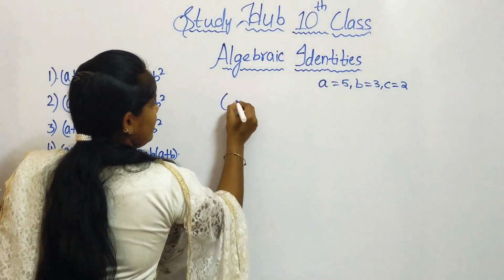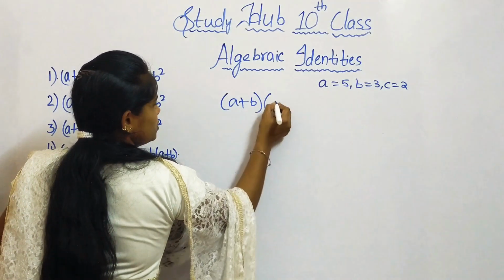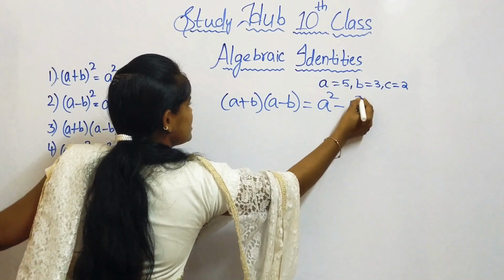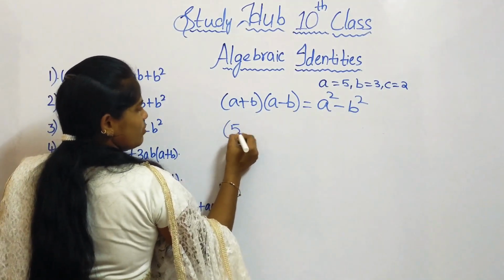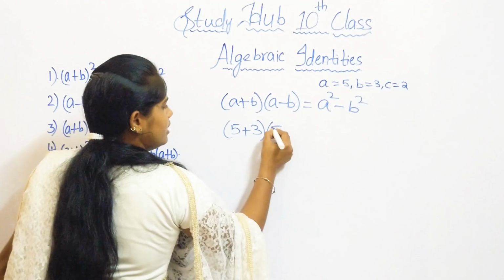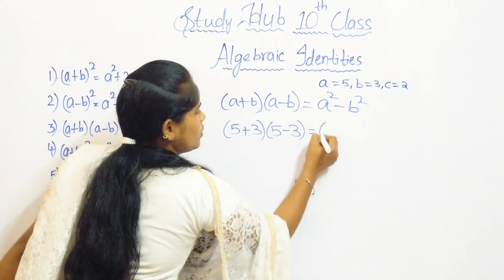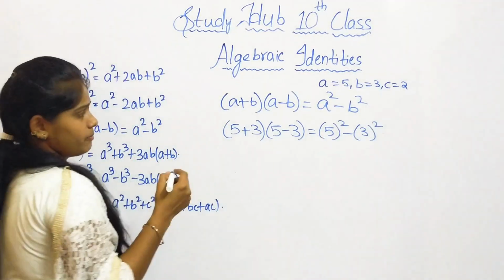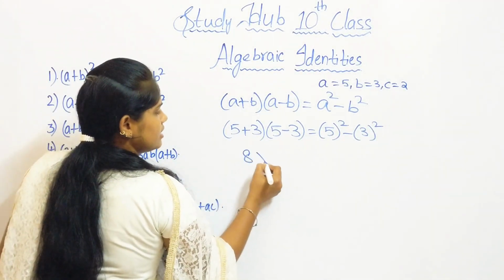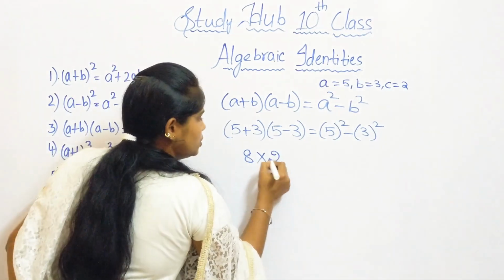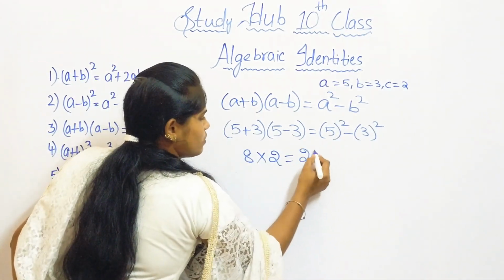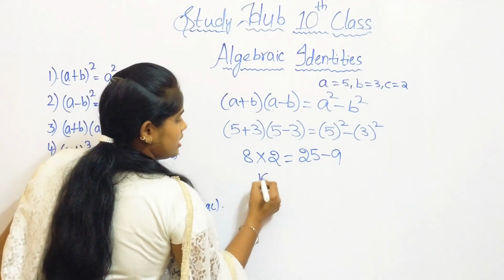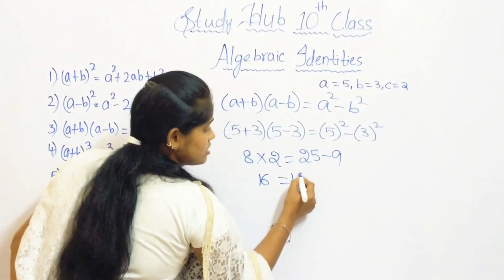So, A plus B into A minus B is equals to A square minus B square. Here A is 5 and B is 3. 5 plus 3 into 5 minus 3 is equals to 5 square minus 3 square. 5 plus 3 is 8 into 5 minus 3 is 2 is equals to 5 square is 25 minus 3 square is 9. 8 2s are 16 and 25 minus 9 is also 16.